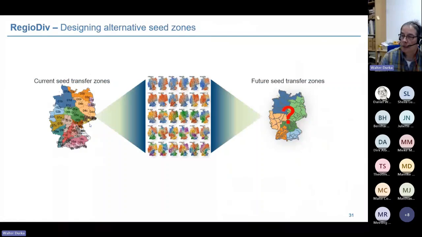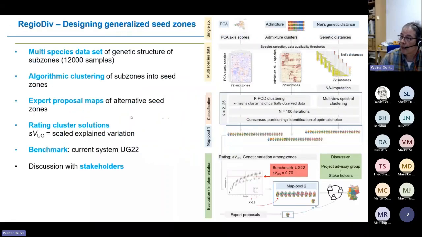With this, we come to the last and biggest question: can we define alternative seed zones based on what we have found across the more than 30 species? Again, we made quite some effort, and the steps were: first, put all the data into one big data set across all species, across all Germany, do some algorithmic clustering, allow also for expert proposals, rate each particular map that will result, define a benchmark in which we can actually rate those results, and in the end, hopefully discuss with stakeholders and come up with a meaningful solution.